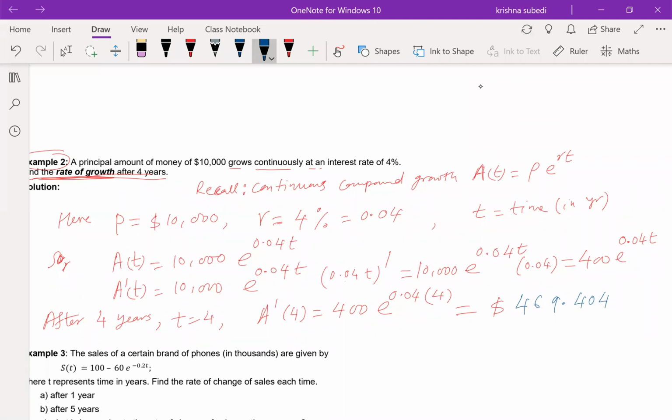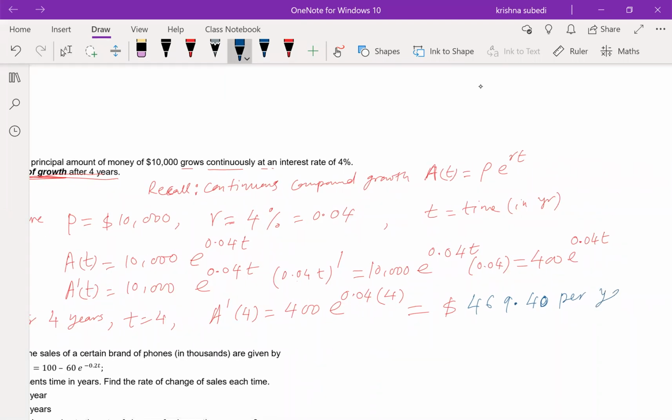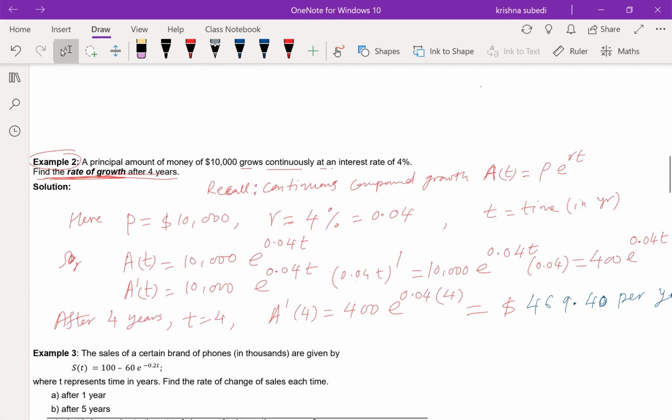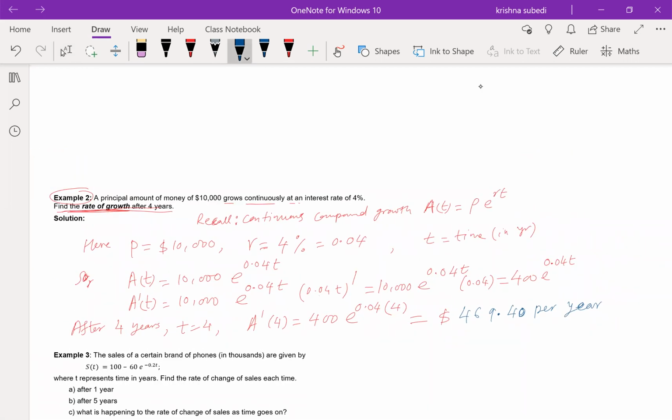Okay, guys, so we got $469.404. But remember, this is a real world problem. Mathematically this is correct, but in general we say that it is $469, maybe 40 cents. What is the unit here? Dollars. And the time? Per year. So the unit is important. This one is per year. That is the growth rate, that's the derivative. Any questions, guys, so far?